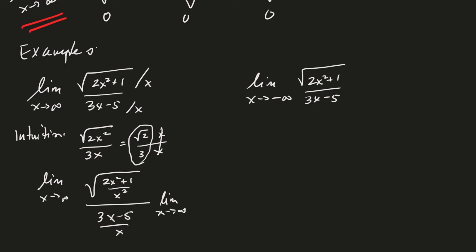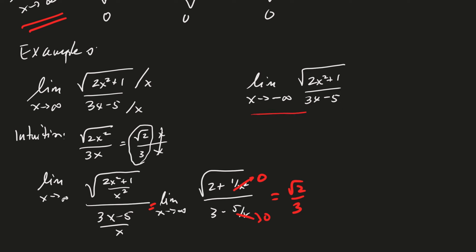Just continuing that through, in the numerator we have the square root of 2 plus 1 over x squared now, divided by 3 minus 5 over x. Good. And now we're ready to take the limit. This goes to 0, that goes to 0, and so we are left with the square root of 2 over 3. Very good. Now, here's the big question. What changes would be made if we're going to minus infinity instead of positive infinity? Do you see any changes here that would have to happen? You might pause it for a second and think about it.